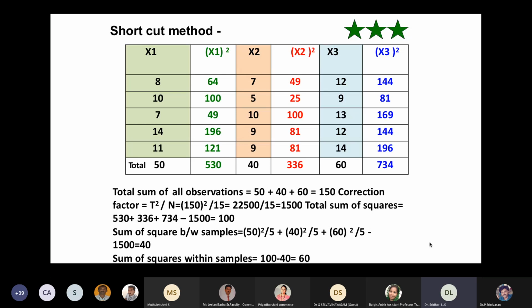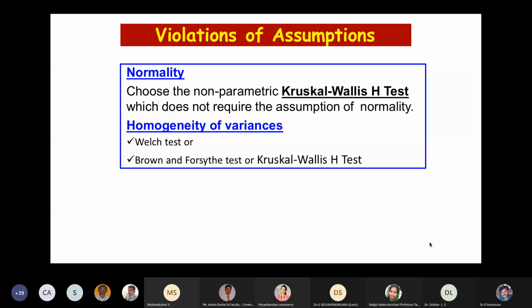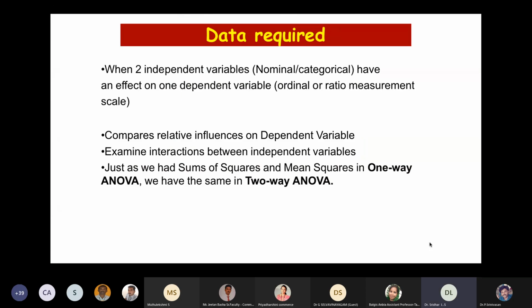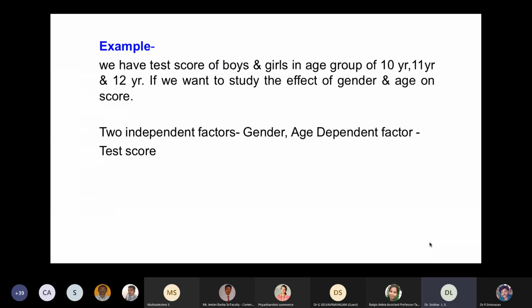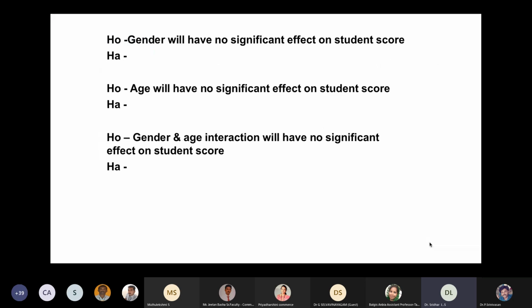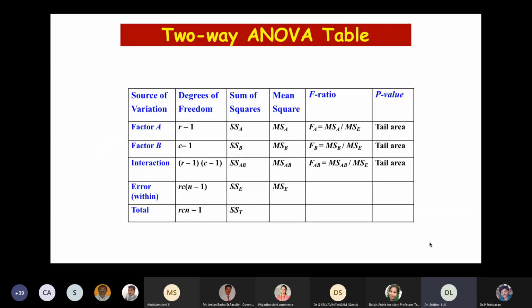Next. One-way ANOVA, anyway, people use it. I would like to mention the two-way ANOVA. For two-way ANOVA, what do you have to use? Two independent variables, like one is categorical and another one is scale.